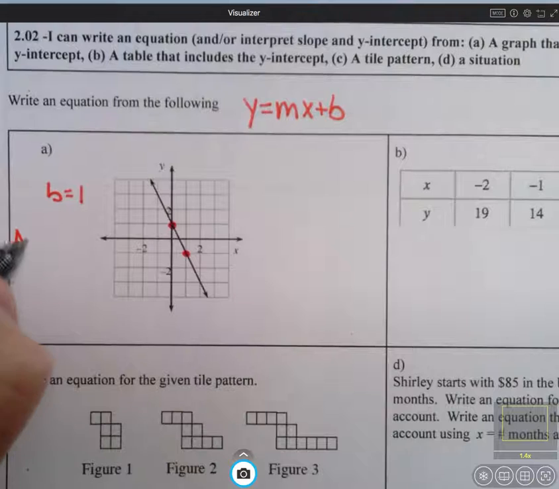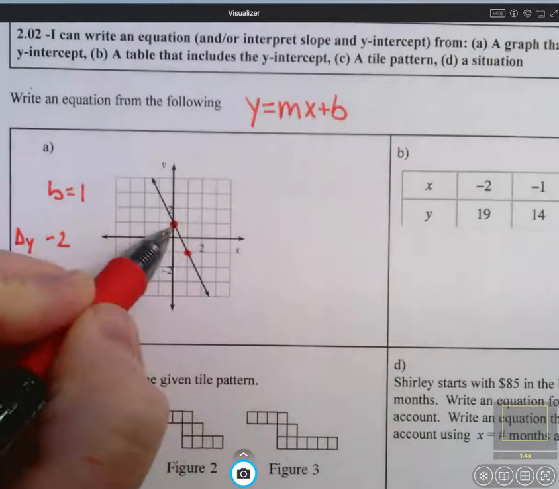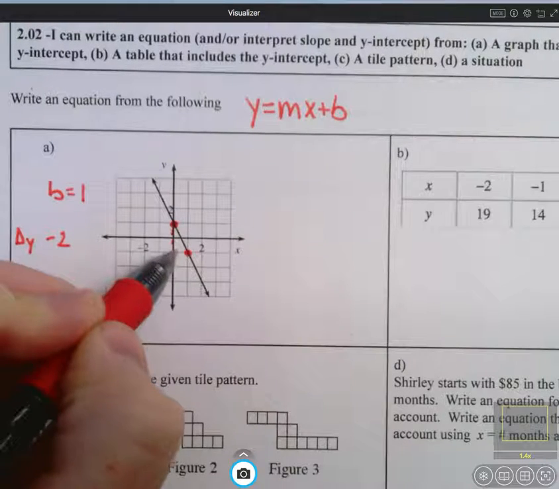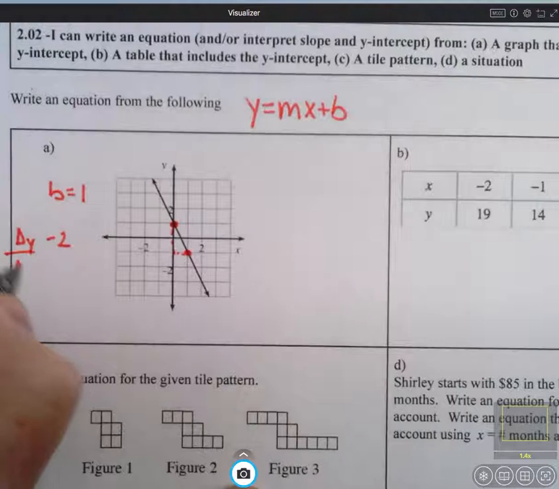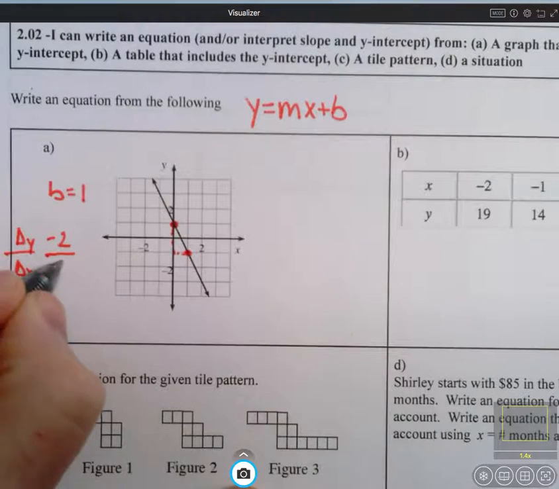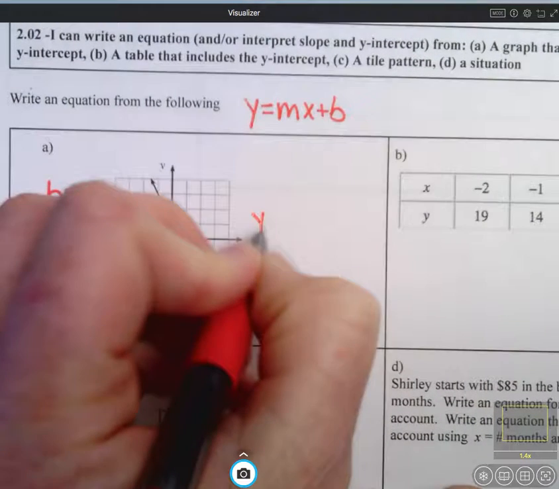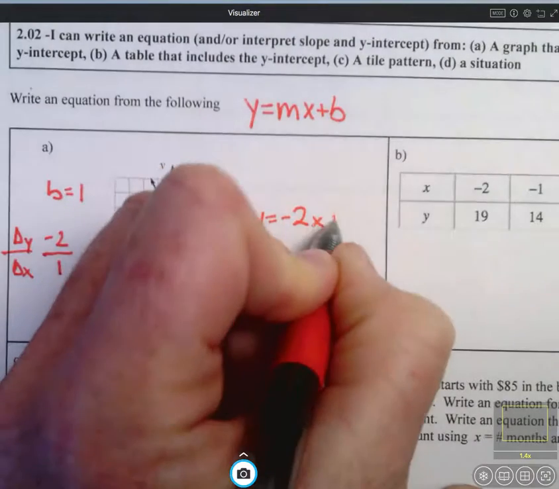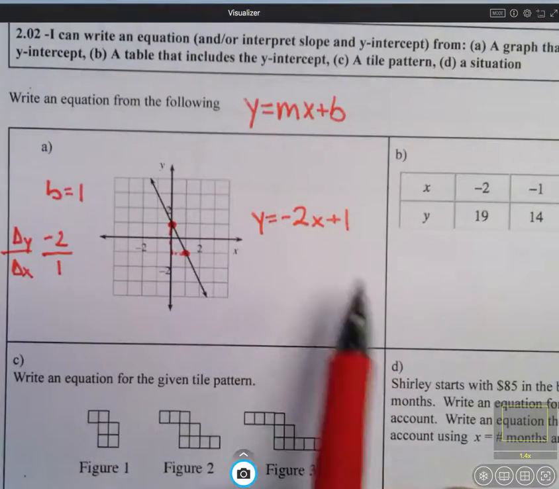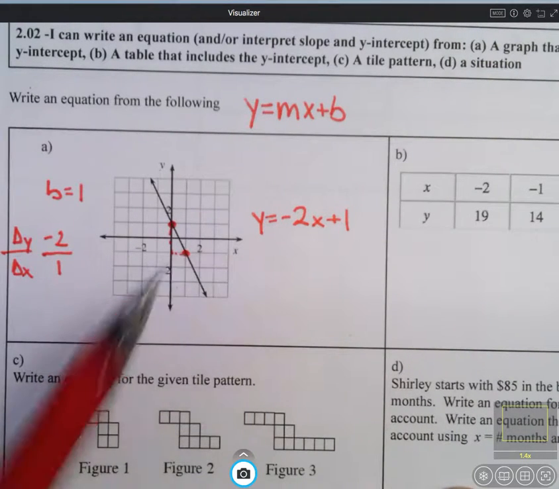So my change in y is down 2. And my change in x is over 1. And when I say over, I mean to the right. So that's positive. So my slope is -2. So my equation is y = -2x plus 1. Y-intercept, slope, down 2 over 1.